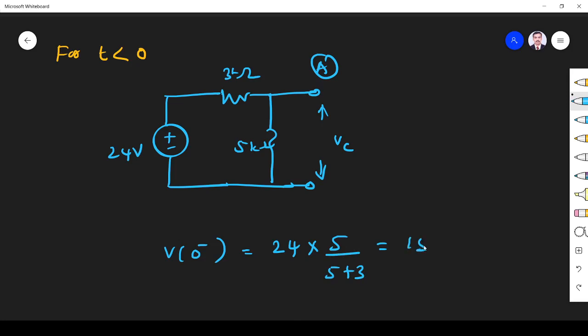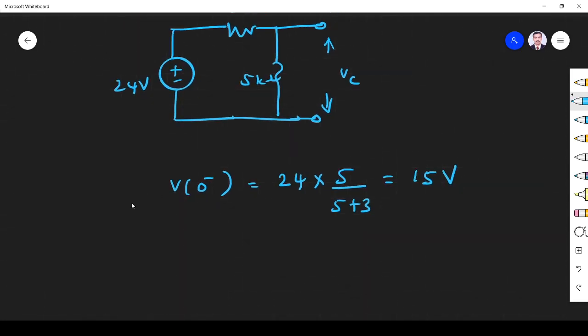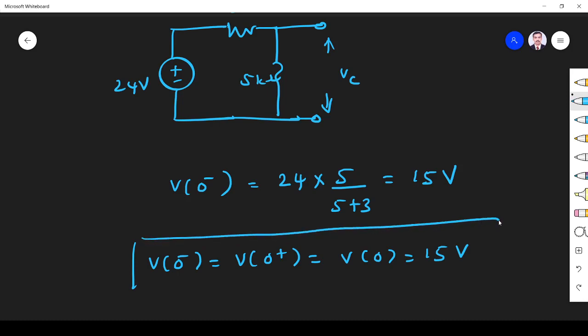So 15 volt, right? V0 minus. When t is equal to 0, the capacitor voltage will not change immediately. So V0 minus is equal to V0 plus, that is equal to V0, which is 15 volt. So we found the initial voltage, right? Why is V0 minus equal to V0 plus? Because a capacitor cannot change voltage immediately. Similarly, an inductor cannot change current immediately. So V0 is 15 volt.